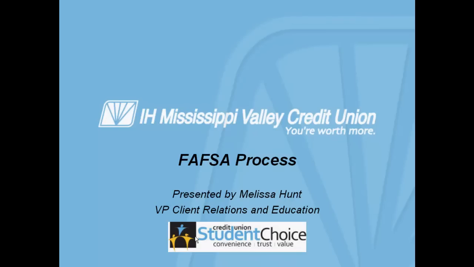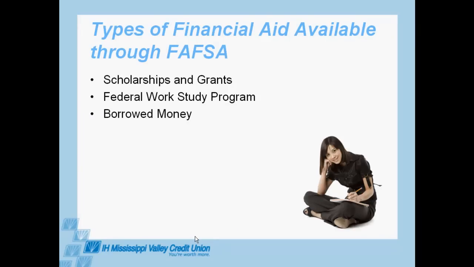Now let's talk about the types of financial aid that are available through the Free Application for Federal Student Aid. This aid includes scholarships and grants, which is free money, the Federal Work-Study program, which is free money, kind of, and then borrowed money. Oftentimes when we think about financial aid, our mind automatically thinks free. But when we're talking about financial aid, it includes any types of resources used to pay for your college or university. So again, free money, kind of, and then borrowed money.